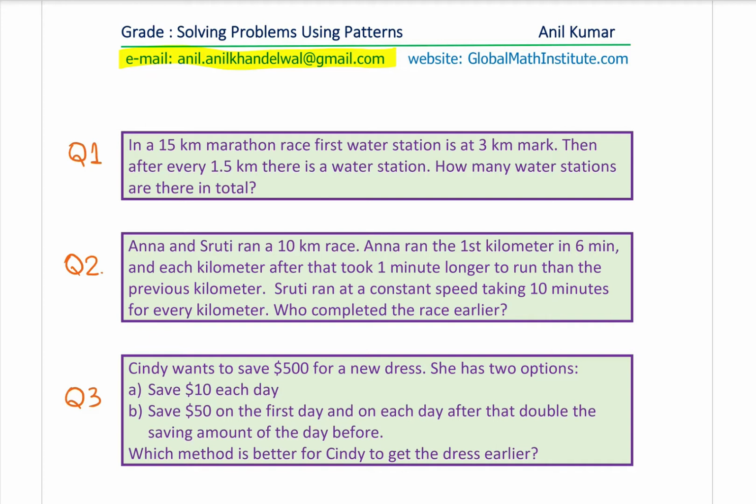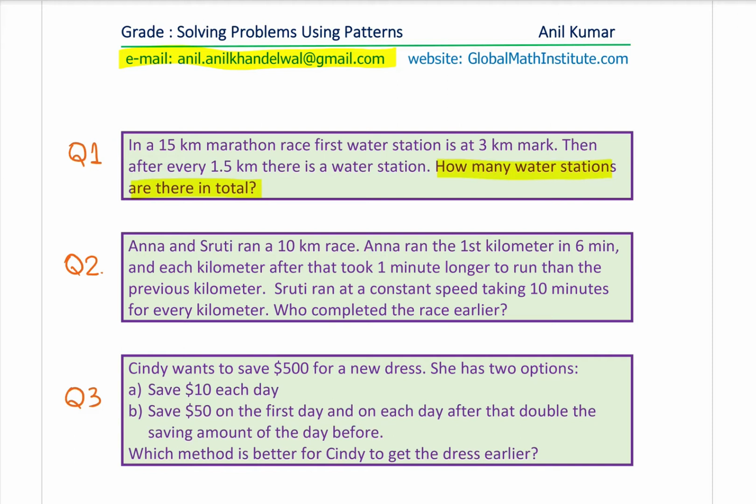Okay. So let's begin with the very first question, which is: in a 15-kilometer marathon race, the first water station is at the 3 kilometer mark. Then, after every 1.5 kilometers, there is a water station. How many water stations are there in total? So when you read such a question, you should see what you need to figure out. We need to find how many water stations there are. Now we should see how we can figure this out.